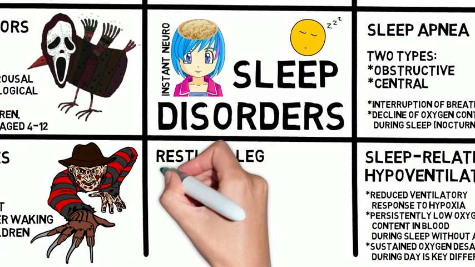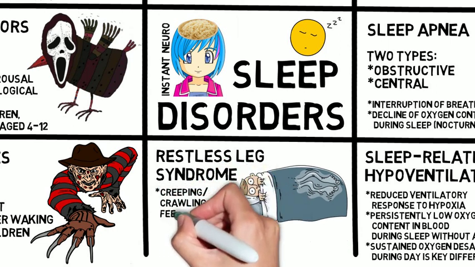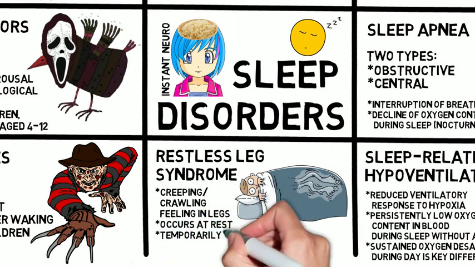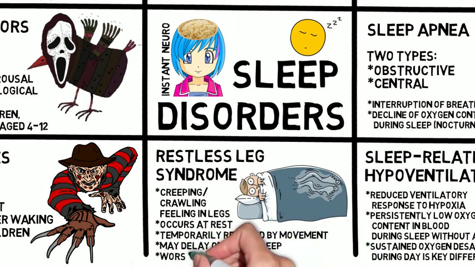Restless leg syndrome is characterized by a creeping, crawling feeling in the legs that occurs primarily at rest. It is temporarily relieved by movement, it may delay the onset of sleep, and is worsened by fatigue. Treatment includes exercise and increased sleep time, or drug therapy with a dopamine agonist.